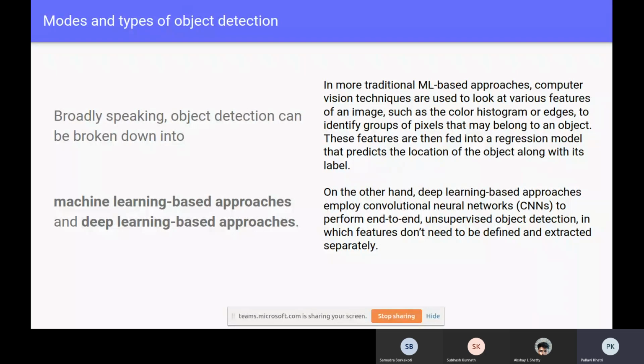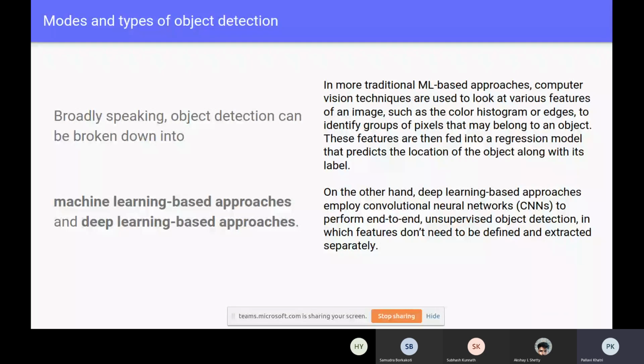That model is known as a regression model because it tries to find out the relation between interdependent features. So I have a list of features, and I'm trying to figure out the relation between dependent and independent features out of it. All these features are fed into the regression model, and then it predicts the location of the object along with the label. So that is the traditional machine learning approach.